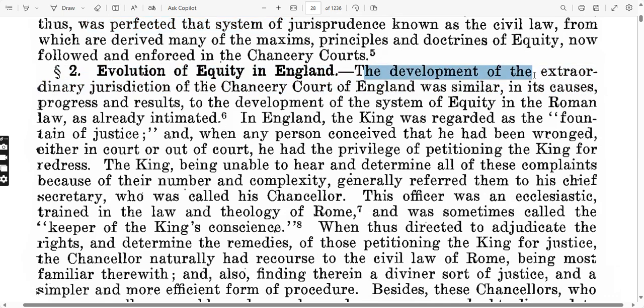The development of the extraordinary jurisdiction of the Chancery Court of England was similar in its causes, progress, and results to the development of the system of equity in the Roman law, as already intimated. In England, the king was regarded as the fountain of justice. Interesting, right here in Belize is the same thing. They regard the king as a fountain of justice.